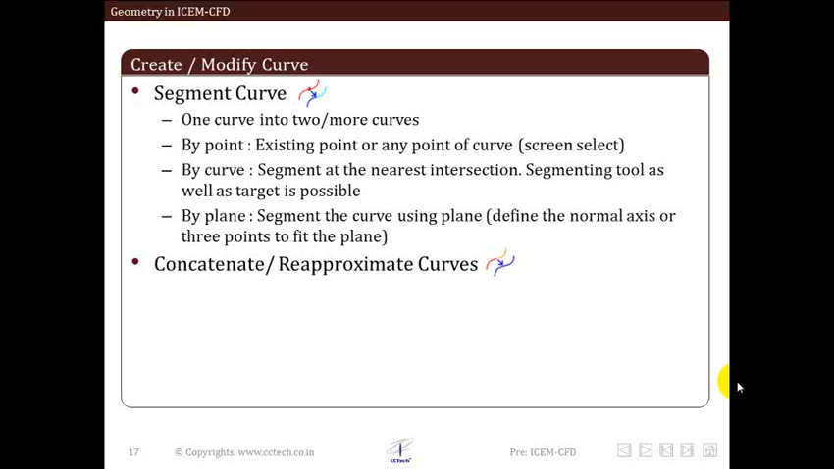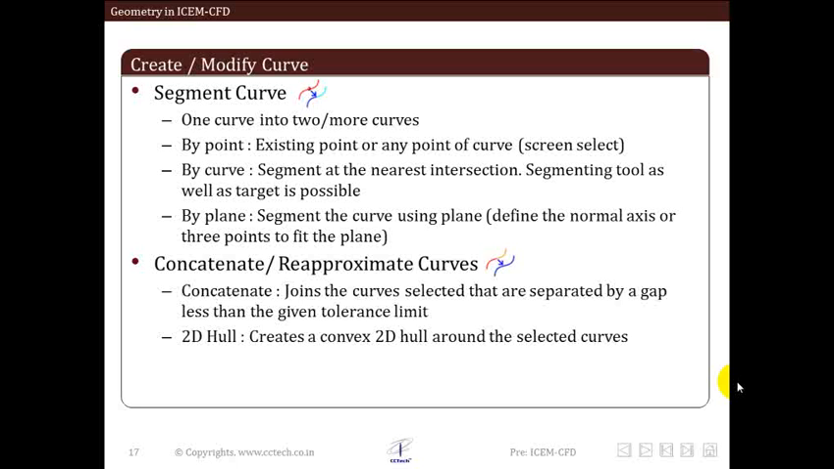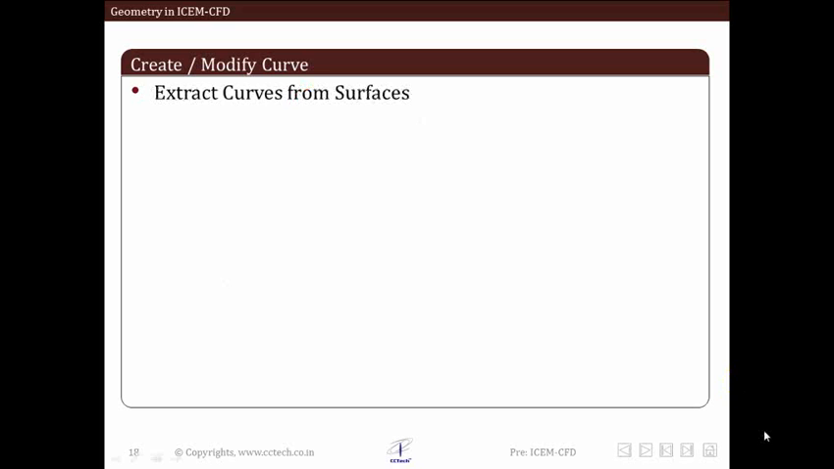This option merges two or more existing curves into one new curve. The concatenate option allows us to join the selected curves that are separated by a gap less than the given tolerance limit. The reapproximate option allows us to redefine the curve based on a locally set triangulation tolerance instead of the global tolerance. Next operation is extract curve from surface, which can be located by this particular icon.